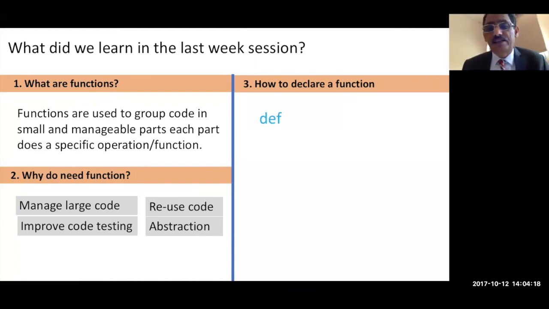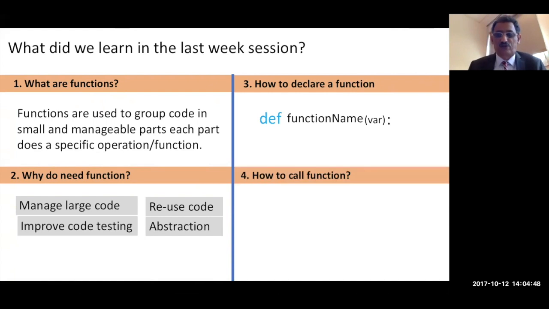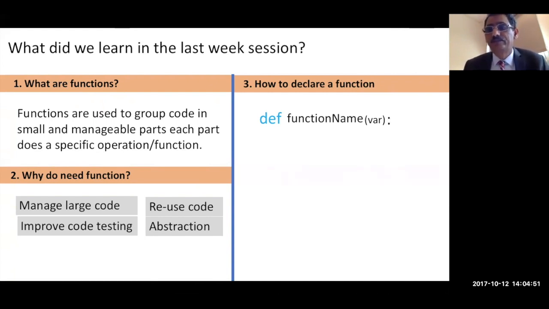How to declare a function, we looked at it. We said def is the keyword that you use. It should be a lowercase d, not uppercase. Python is case sensitive, so lowercase and uppercase are different. Then you come with a function name, then you have a bracket. In this bracket, you can put a variable inside or without a variable, it depends on your function. Then the colon says this is the start of our function.